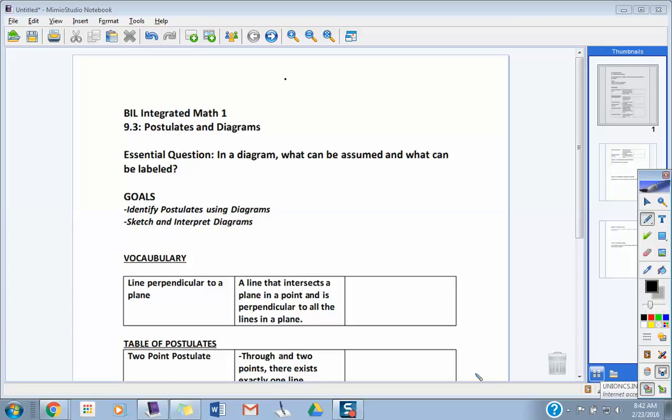Postulates and diagrams, we're going to ask ourselves the following question. In a diagram, like we just looked at, what can be assumed and what can be labeled, okay? Did we just say that assuming stuff is good or assuming stuff is kind of bad? Kind of bad, isn't it? Okay, it's kind of bad.